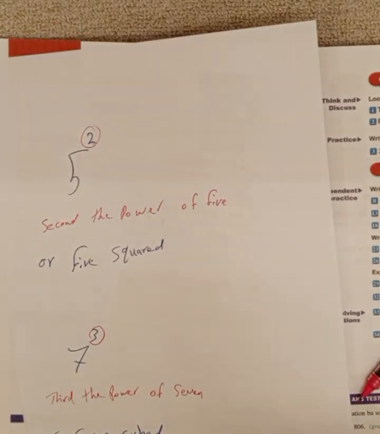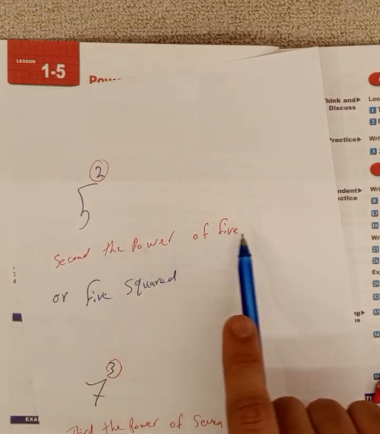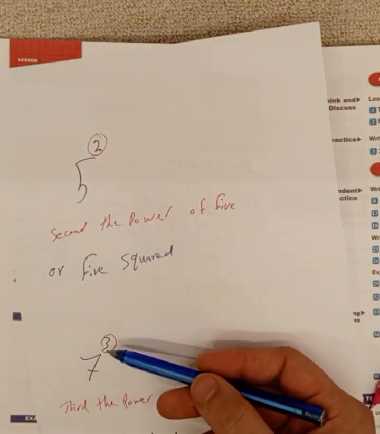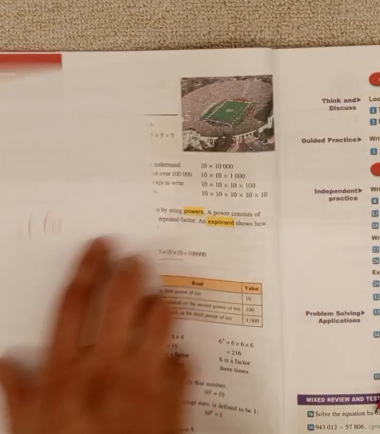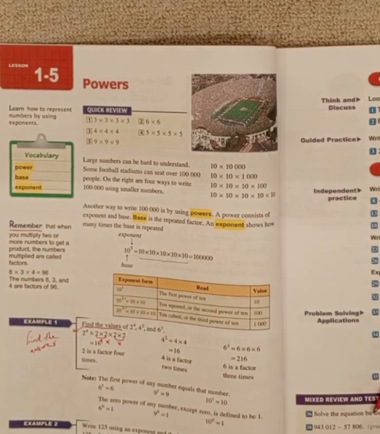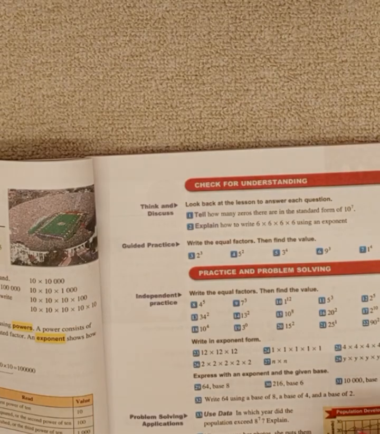Okay? So if our exponent is 2, we can say 5 squared instead of second the power of 5. If our exponent is 3, you can say 7 cubed. Okay? And it's very important. You need to know. So, how to solve the questions?